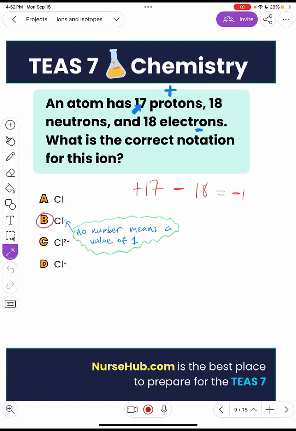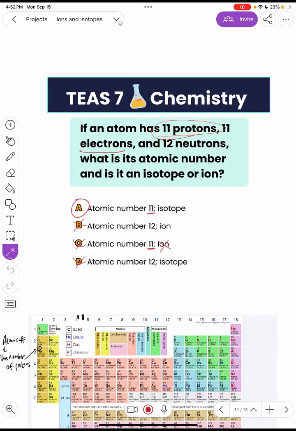it's given to us that it has 17 protons and 18 electrons, right? So it's negative because there's more negative electrons than there are positive protons. You've got 17 positives and 18 negatives. So that means an overall -1. The negatives are winning by 1. Okay? That's right, that's right. Yeah, eliminate down. Process of elimination is a great strategy.